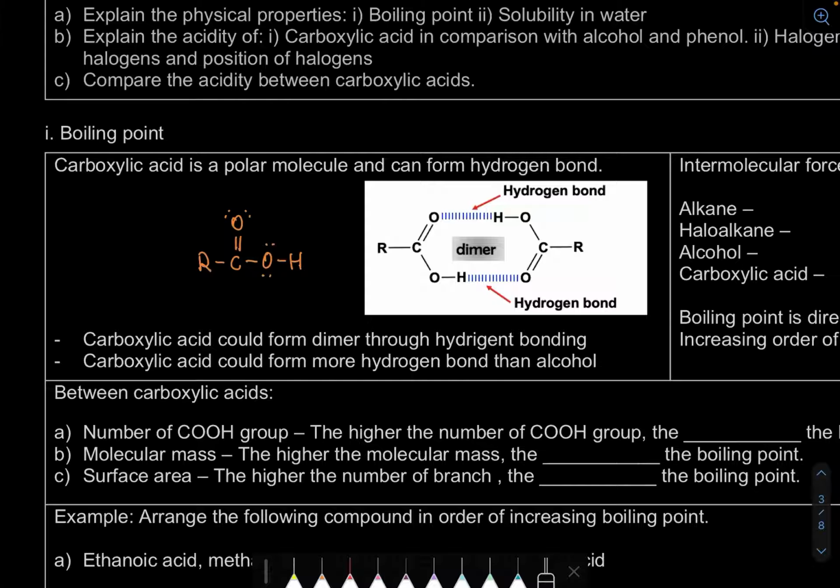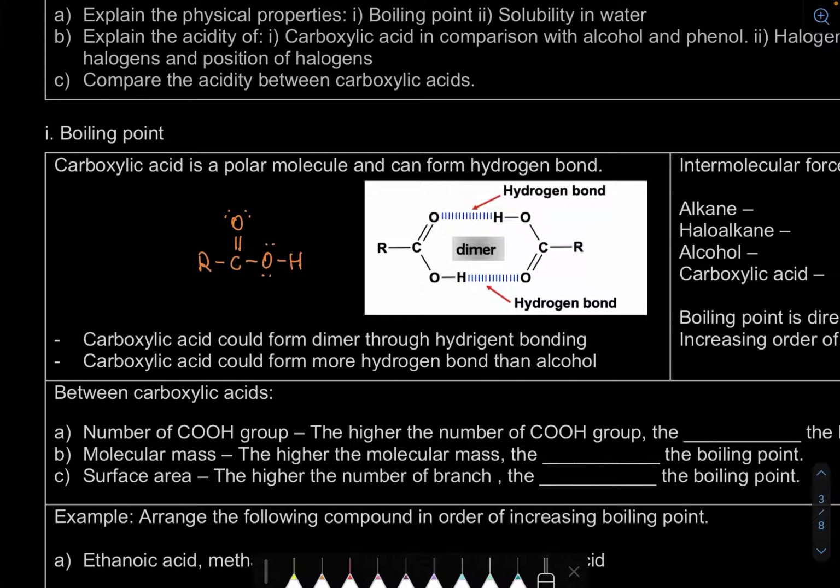Alcohol can also form hydrogen bonds. But what is the difference? Between carboxylic acids, we can form a dimer. For example, the lone pair on our oxygen forms a hydrogen bond with our hydrogen here. This side is the same too: this hydrogen can form hydrogen bonding with the lone pair on the oxygen here.